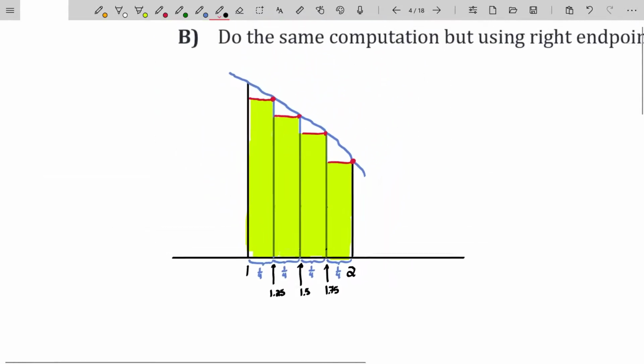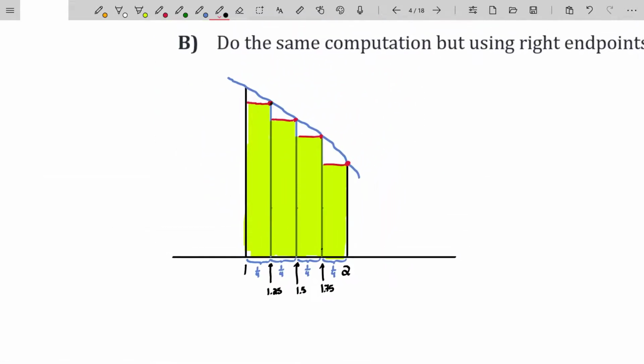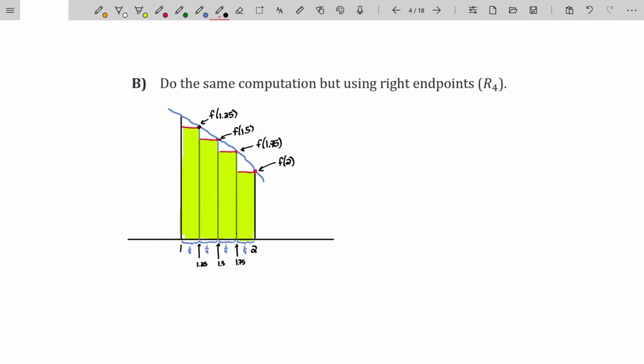Now I'd like to sum up all of those areas. The height here is going to be f evaluated at 1 1/4. The height here is going to be f evaluated at 1.5. The height there is the function evaluated at 1.75, and finally, the height there is the function evaluated at 2. Notice in the last problem, we did not use the very far right edge. We did not look at f of 2 in the last problem. This problem, we're not looking at the very leftmost point. We're not looking at f of 1. That's just because we're only using right endpoints in this.